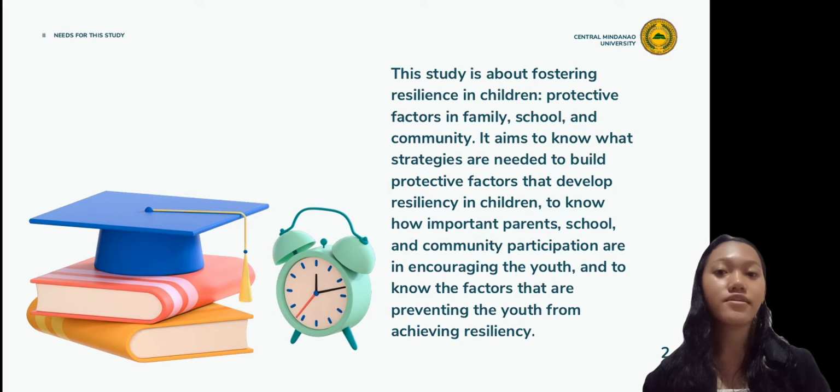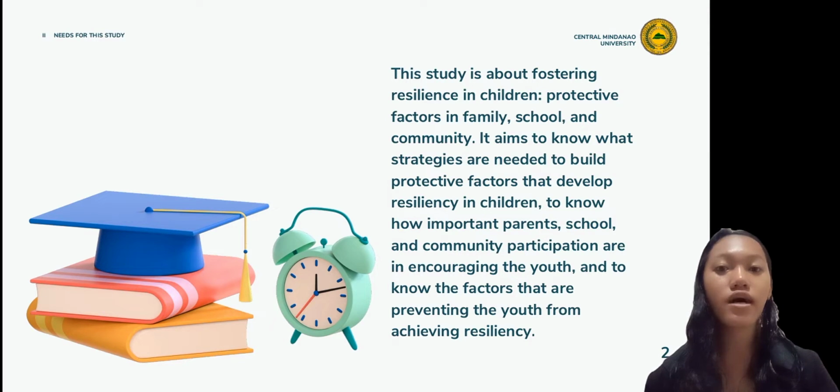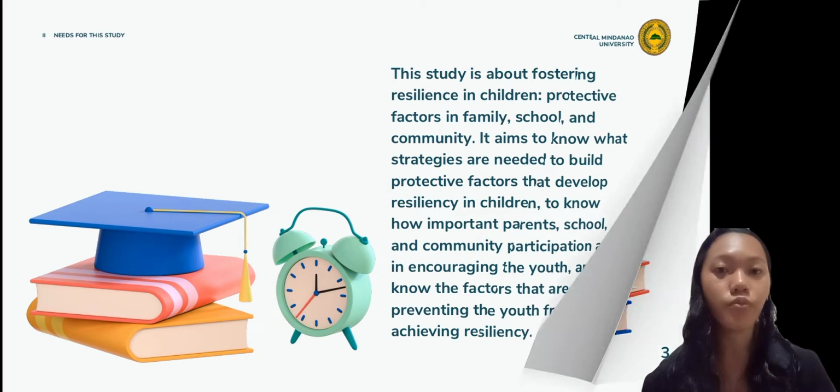Now let's go to the needs of this study. So this study is about fostering resilience in children, protective factors in family, school, and community. It aims to know what strategies are needed to build protective factors that develop resiliency in children, to know how important parents, school, and community participation are in encouraging the youth, and to know the factors that are preventing the youth from achieving resiliency. This will help the study determine the different factors in child development.